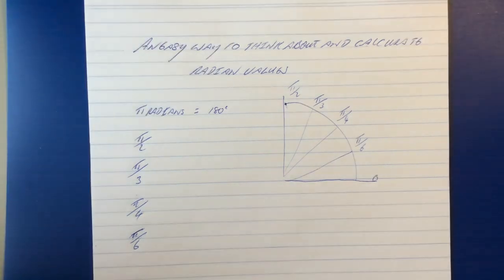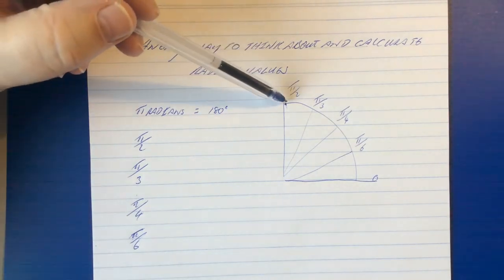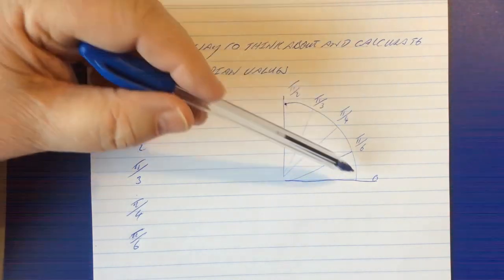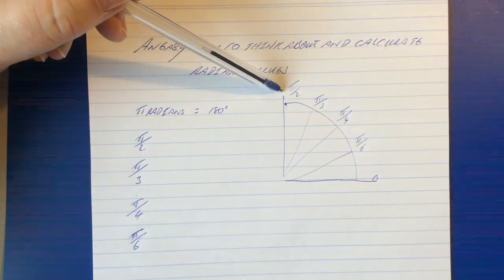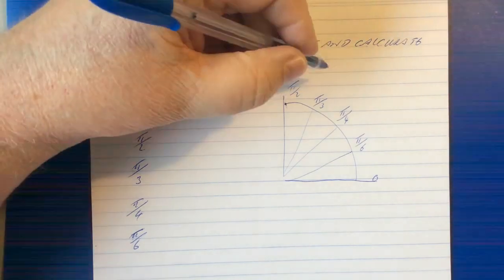Today we're looking at an easy way to think about and calculate radian values. This gives a lot of trouble and it should not. So let's just start with this quadrant of the unit circle. Now this runs from 0 to 90, and pi on 2 is the equal of 90 degrees.